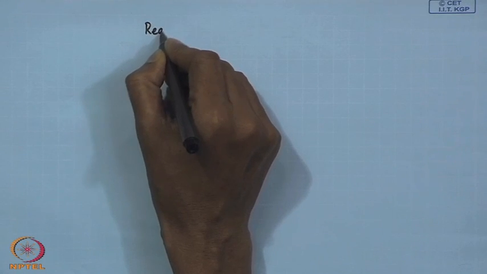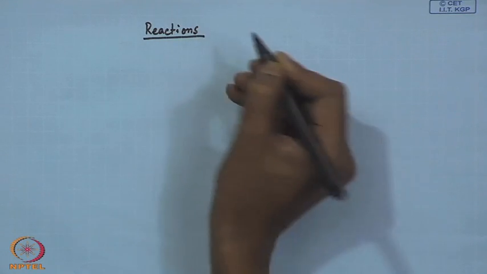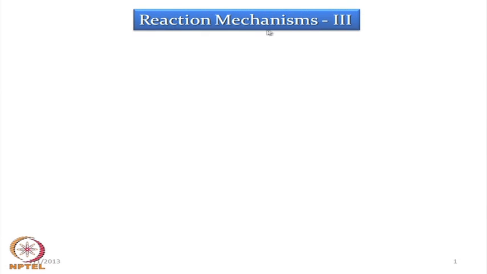Good evening everybody. We are still continuing with the mechanisms which can explain the different types of reactions, and these reactions particularly happen when a metal is reacting directly with the ligands. Today we will be talking about reaction mechanisms part 3, in which a particular mechanism we can use for two types of reactions.